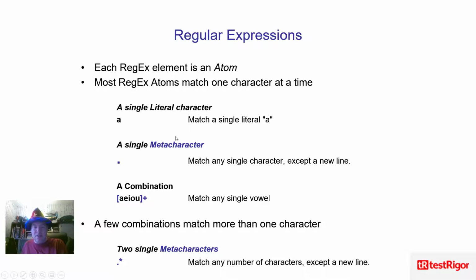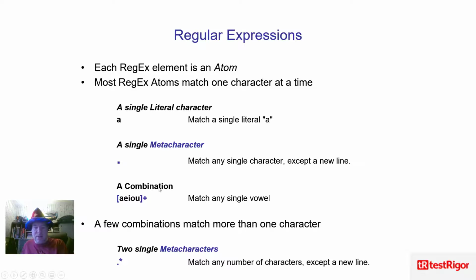All right, so regular expressions, each element that we've just been looking at is actually called an atom, and they match one character at a time. So here's a single literal character match, A. All it's going to match is the letter A. Really easy, nothing hard there. The second one is a meta character. These are the ones that are in blue on these slides. And this one right here, a period, will match any single character except for a new line.